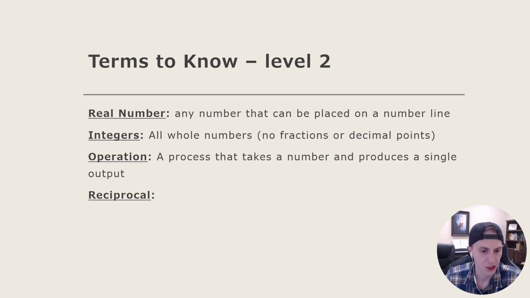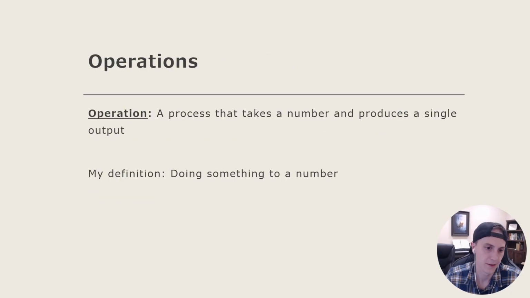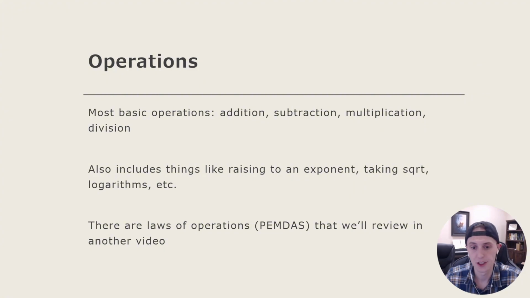Next term, operation, a process that takes a number and produces a single output. My definition: you're doing something to a number. So that's like most of math. It's just doing operations. Most basic operations: addition, subtraction, multiplication, division. Also includes things like raising to an exponent, taking a square root, logarithms, etc.